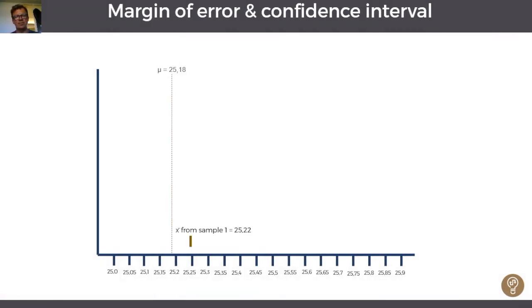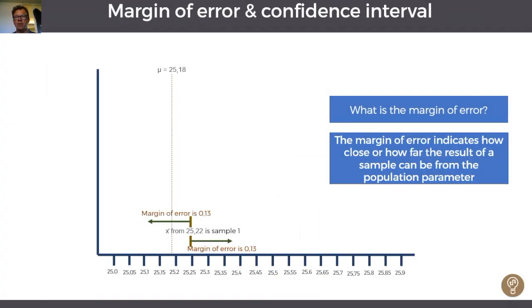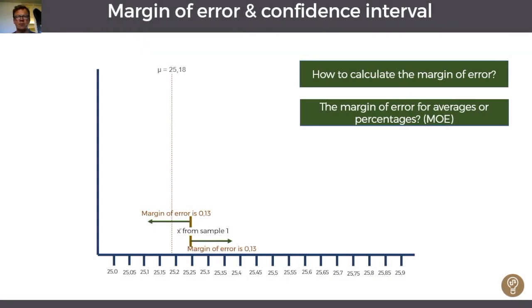So this is the average of the first sample. And when you calculate the margin of error, it's 0.13. How did we calculate it and what is it? Well, the margin of error indicates how close or how far the result of a sample can be from the population parameter. So, how do you calculate the margin of error? Using a formula. The margin of error for averages should be calculated differently than the margin of error of percentages. And in this video, we will show you how to calculate the margin of error for averages or mean.